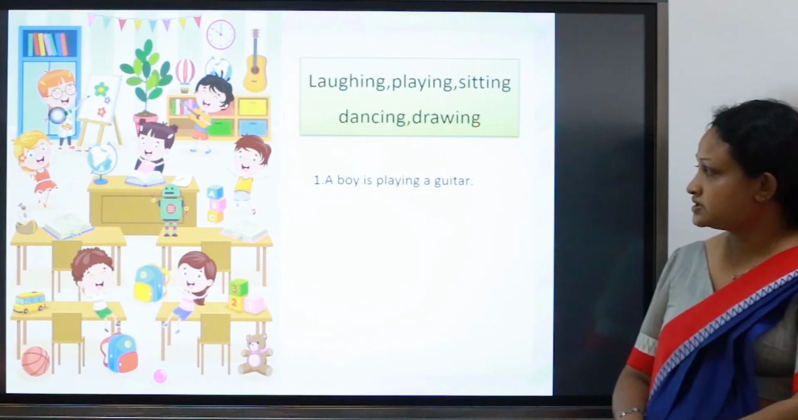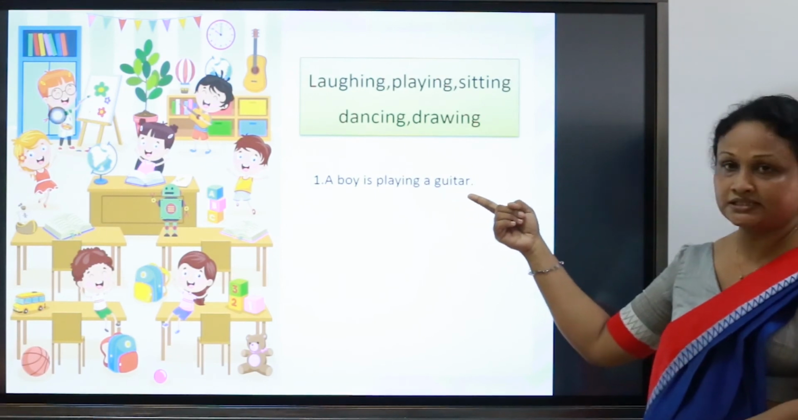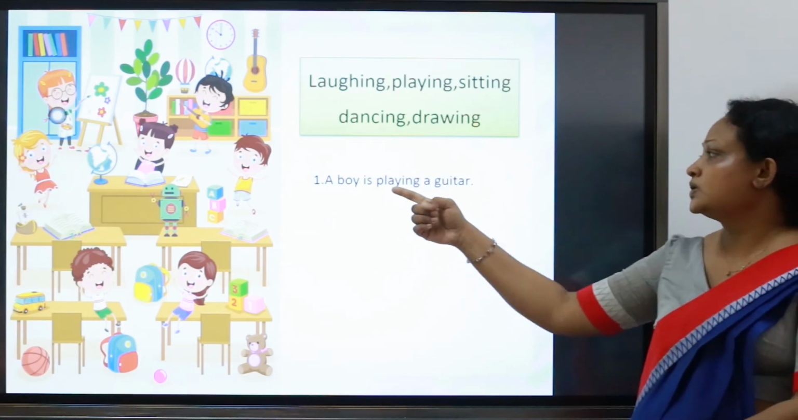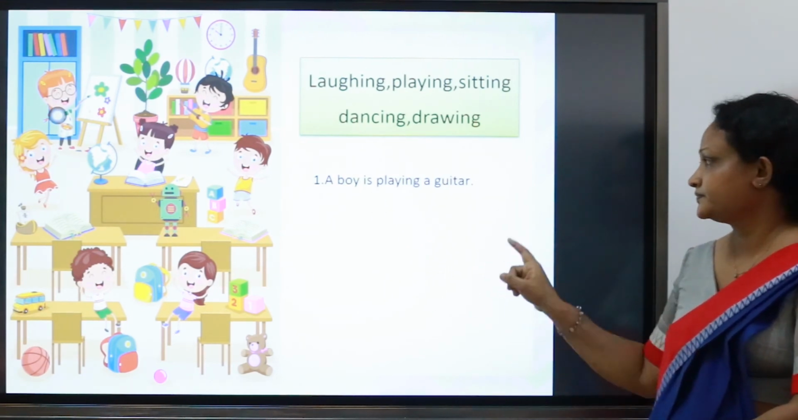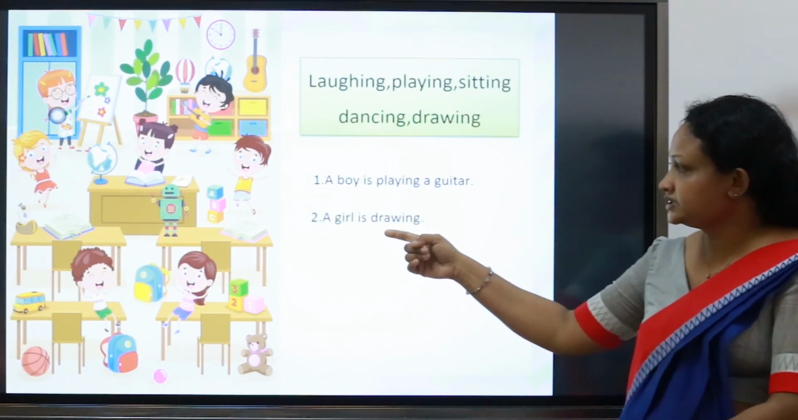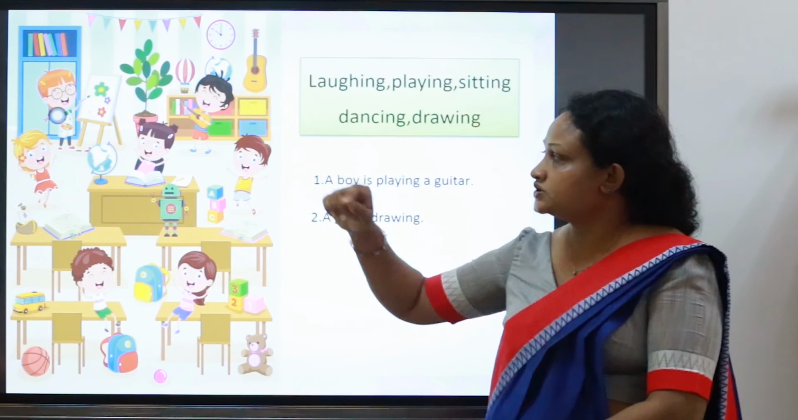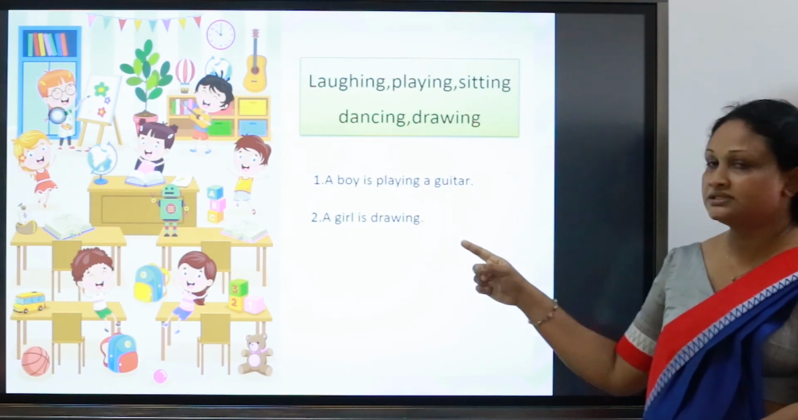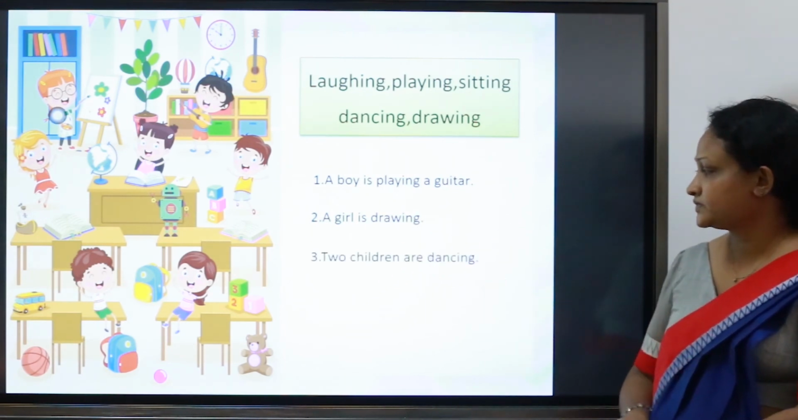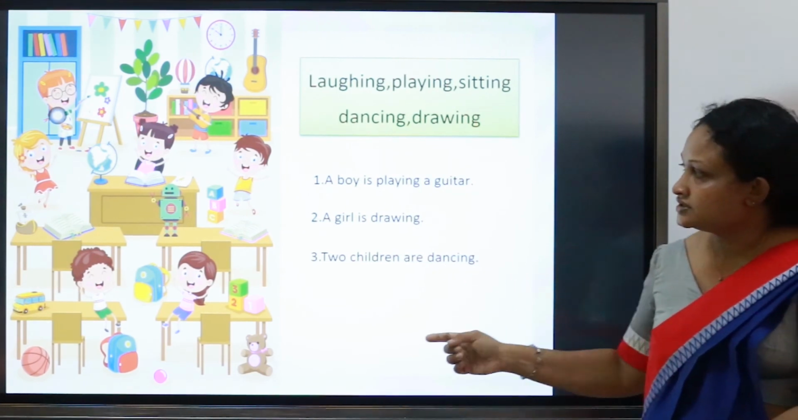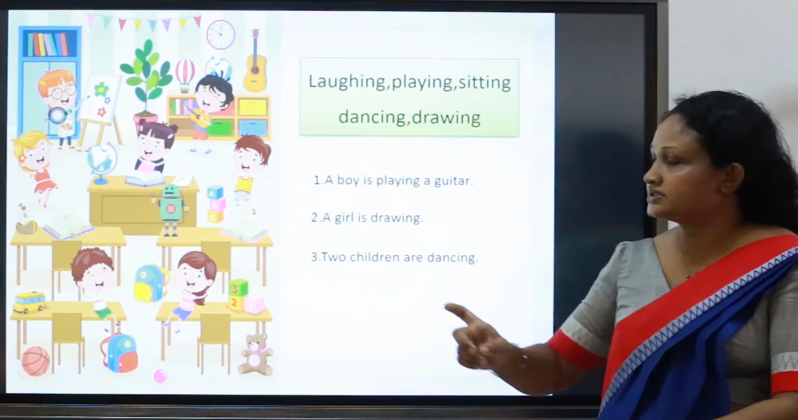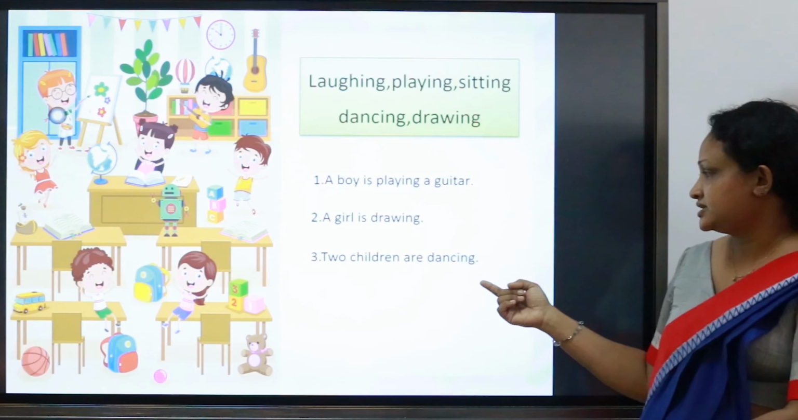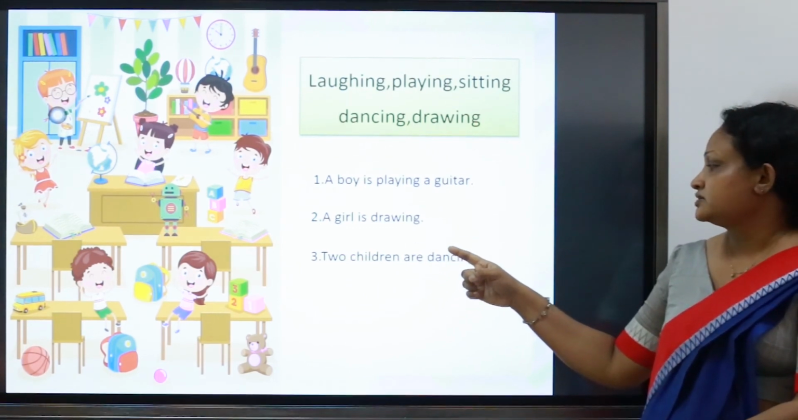The first one, a boy is playing a guitar. Here you can see there's a boy, he's playing a guitar, so we can write a boy is playing a guitar. A girl is drawing. Here there's a girl who's wearing spectacles. What is she doing? She is drawing, so we can write a girl is drawing. Two children are dancing. Here you can see there are two children, a girl and a boy. They are dancing, so we can write two children are dancing. As there are two children, so we can use are.